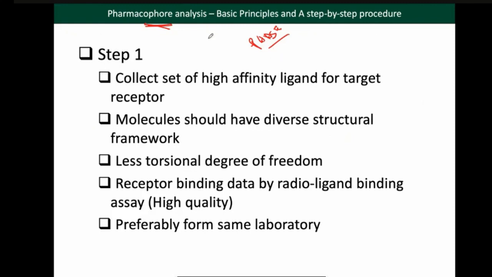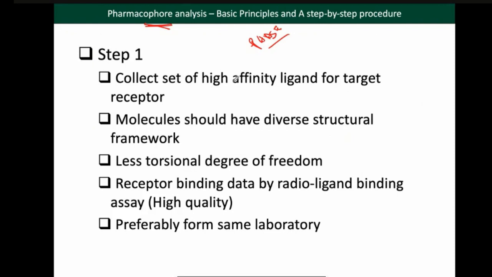So my talk is not going to be specific to any software like Ludi or UCSF Dock. This is going to be very generalized, right? The steps are very common for all the pharmacophore analysis software, right? So how many steps basically do we have for doing pharmacophore analysis? We have 4 steps of doing pharmacophore analysis.